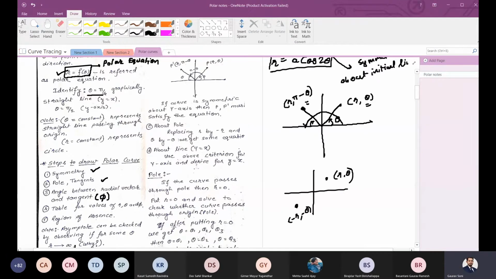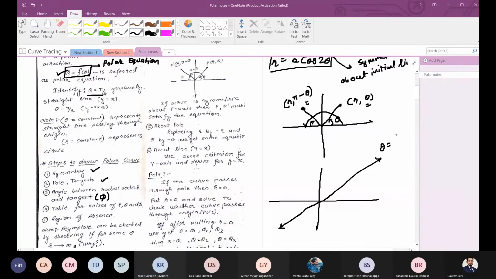Similarly for the y equal to x line, I haven't written it. Can anyone give an idea how we can check the symmetry for the line y equal to x? First of all, let's get the equation of the line y equal to x in polar. Theta has to be replaced by pi minus theta? Are you sure? I don't think so. What's the equation of the line y equal to x? Theta equals pi by 4.